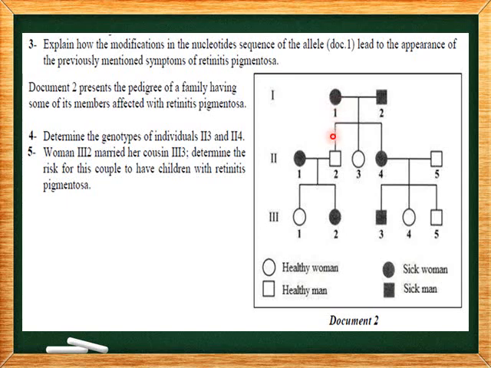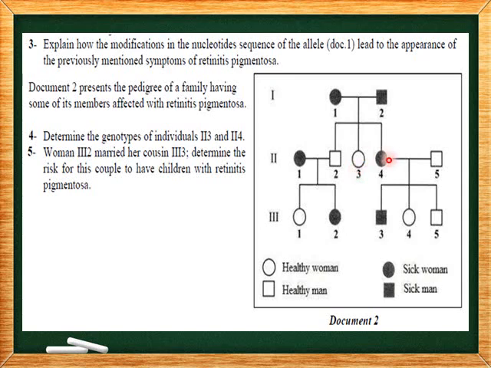So, what is the genotype of 2 3? 2 3 is normal, and recessive can express the phenotype only in the homozygous state. So, 2 3 is pure for sure, and the genotype is small n.